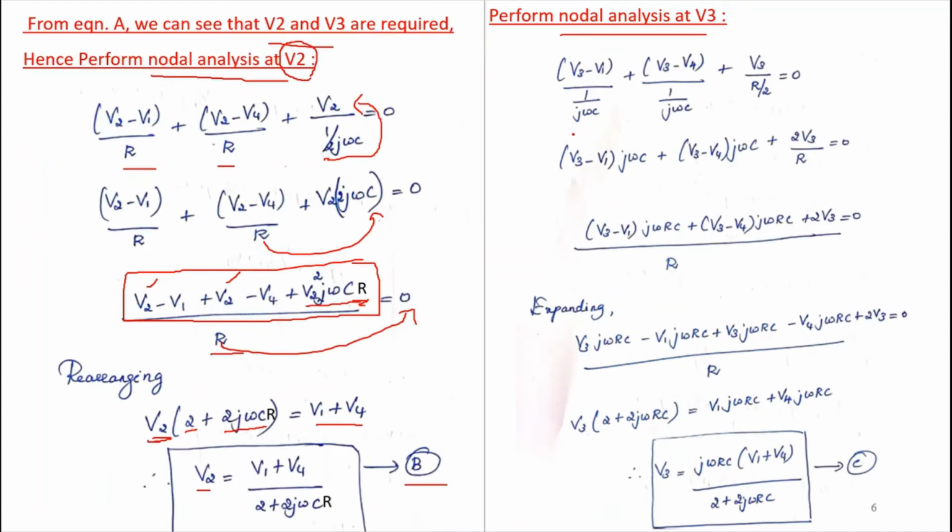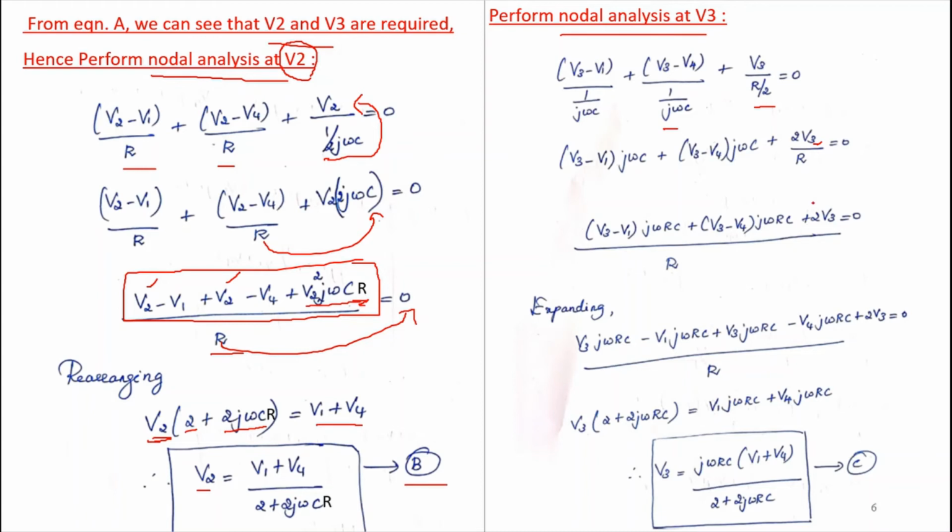So you can see over here. The first value is V3 minus V1 divided by 1 by j omega C. The next value is V3 minus V4 divided by 1 by j omega C, and the last value is V3 divided by R by 2. Now this 2 goes to the numerator, so we'll be having it as 2, 3. That's a change over here. And this R is there only in the last term.